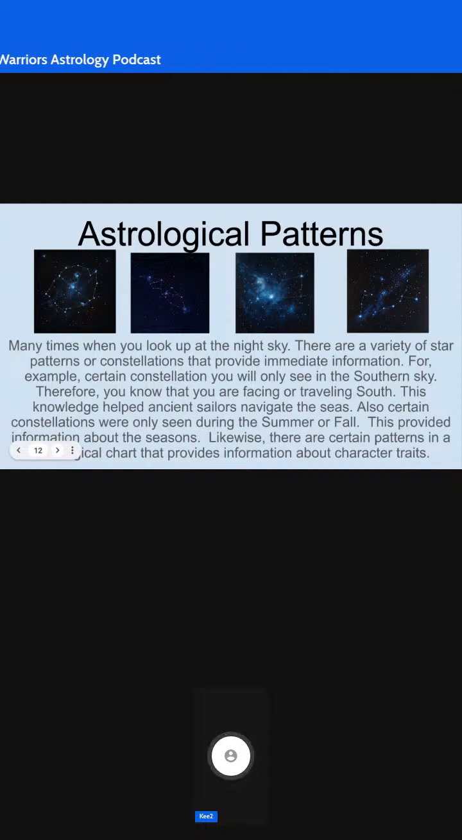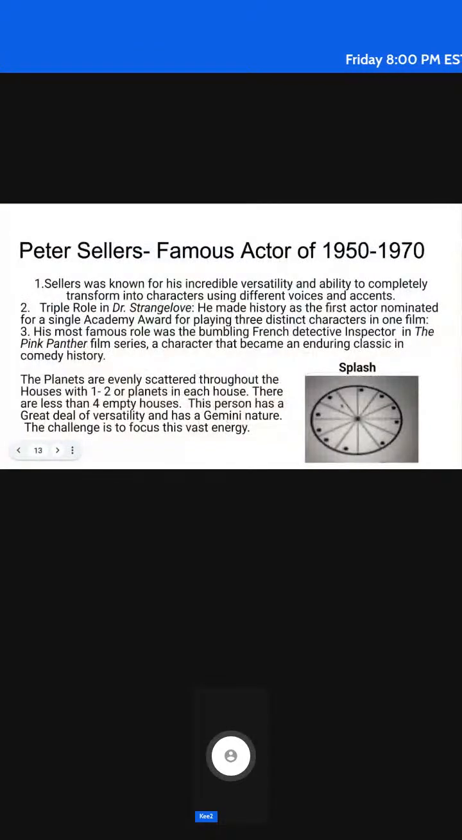Also, certain constellations were only seen during the summer or fall. This provided information about the seasons. Likewise, there are certain patterns in an astrological chart that provide information about character traits. One pattern we'll look at is the splash. The planets are evenly scattered throughout the houses with 1 to 2 planets in each house. Take a look at the picture to your right.